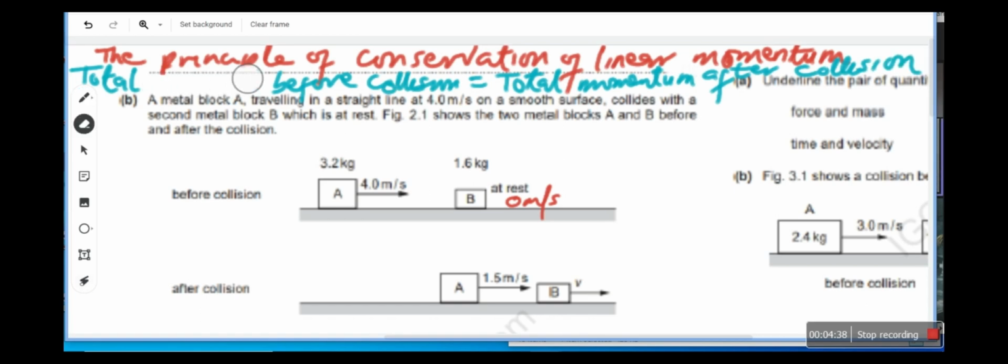Let me write it properly. Total momentum before collision equal to total momentum after collision, right? That's the principle you should always apply. Please listen very attentively. Total momentum before collision is always equal to total momentum after collision. You can apply it here and look for what is not given. For instance, the speed of this object after collision is not given. You can find it. Can we do it now?